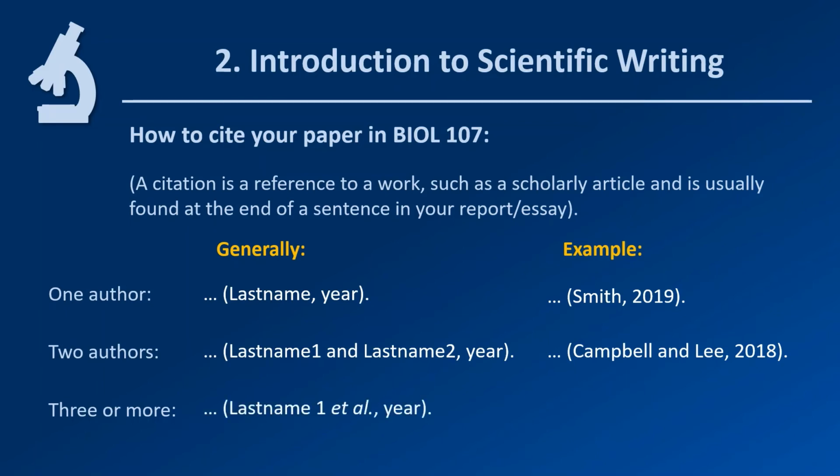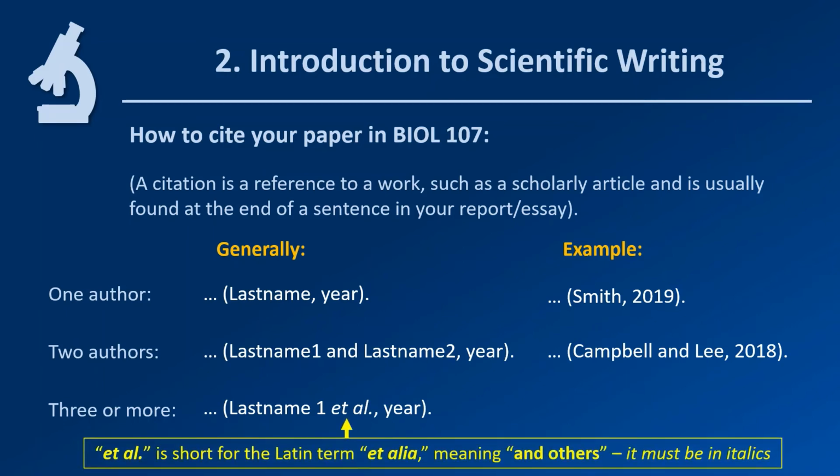And if there's three or more, you're going to use the first author's name, and you're going to follow that by et al. So et al is short for the Latin et alia, and this basically means and others. And this is Latin, and anything in Latin in science we put in italics, so make sure you have that in italics. Notice the punctuation there. There's a period after al, because that's abbreviated, and then a comma like we usually do, followed by the year. So here's an example, Jones et al., comma, 2015.